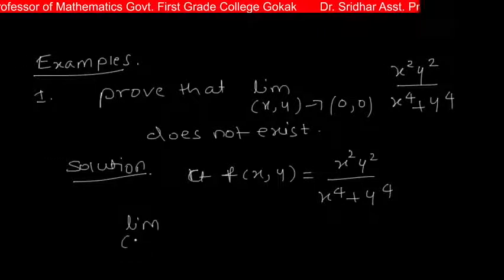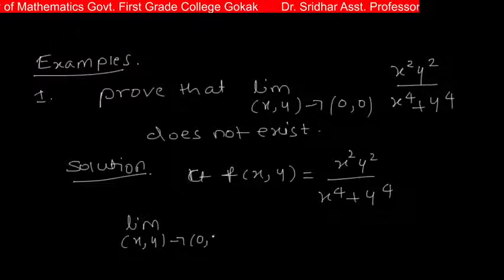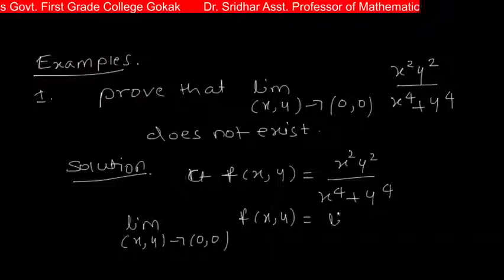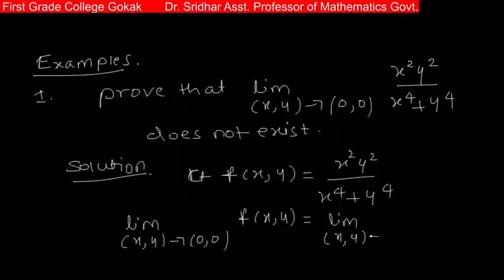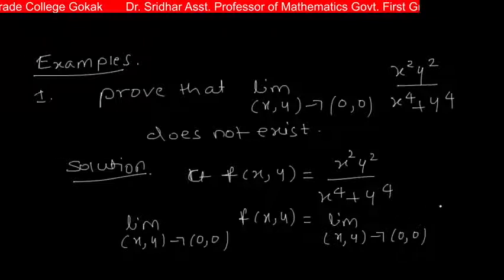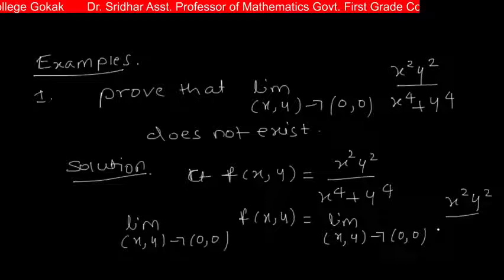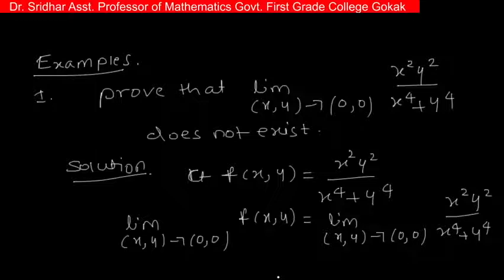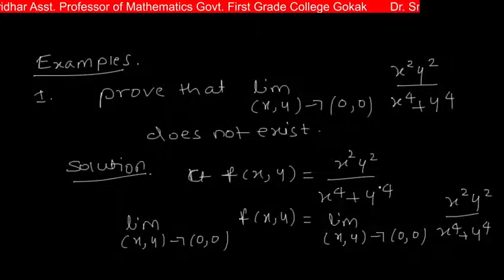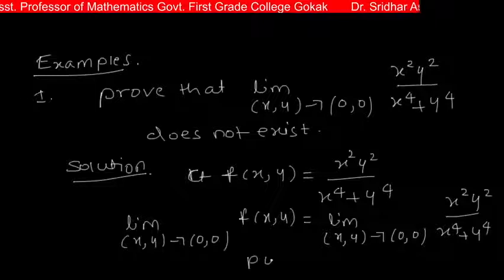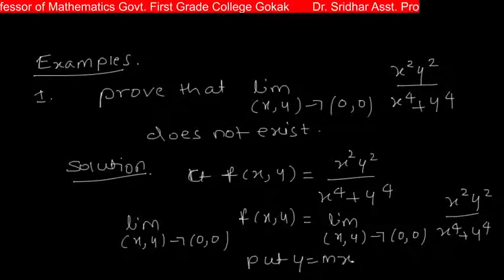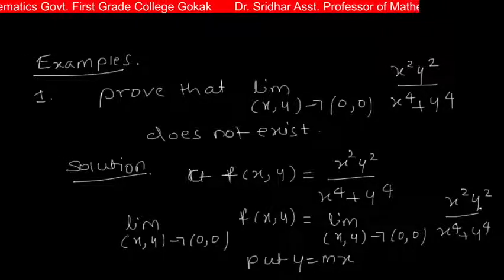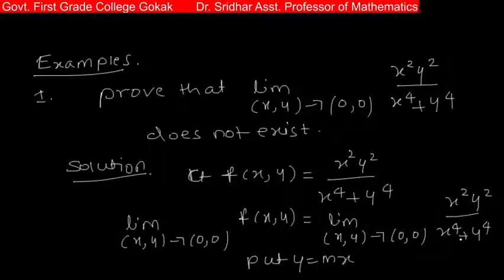Now apply the limit as (x, y) tends to (0, 0) of f of (x, y), which is x squared y squared divided by x raised to 4 plus y raised to 4. Now put y equal to mx. Wherever y is there, just replace y by mx.